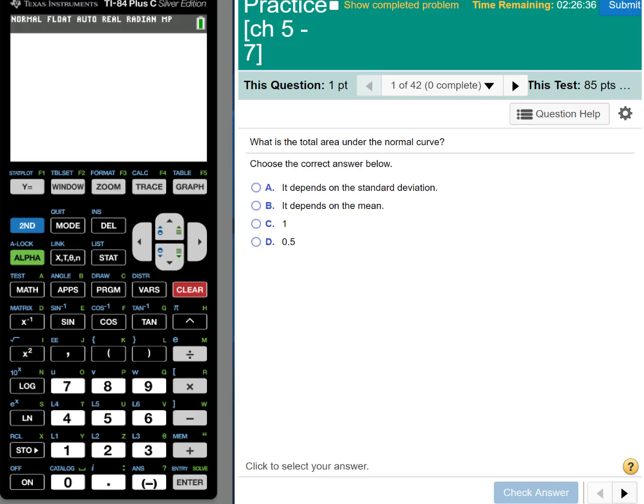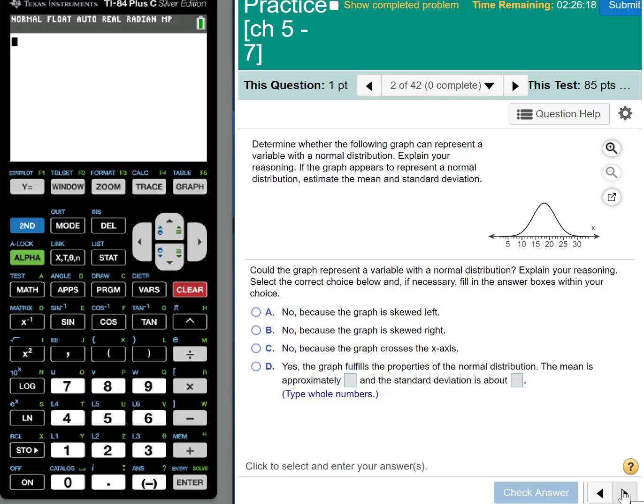This is a review for the test. I'm going to begin with chapter 5 questions. What's the total area under the normal curve? It's always 1. Let's go to the next question.